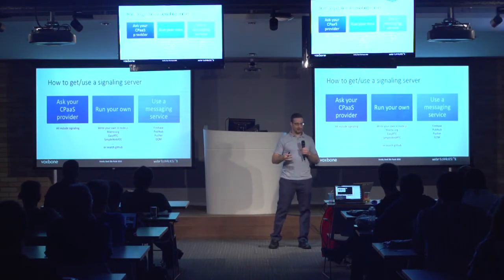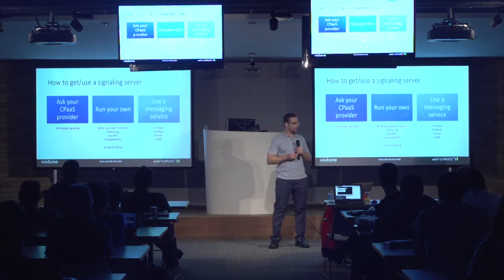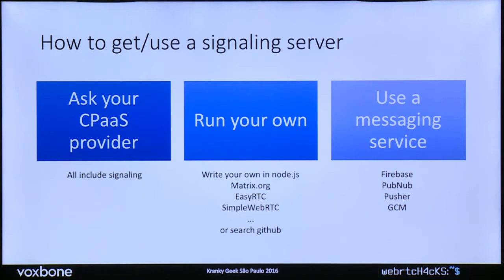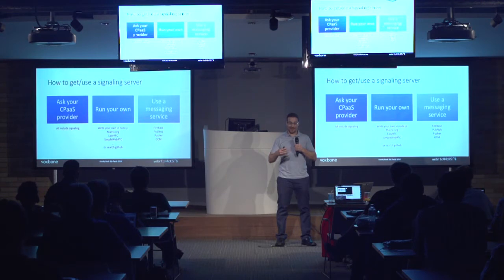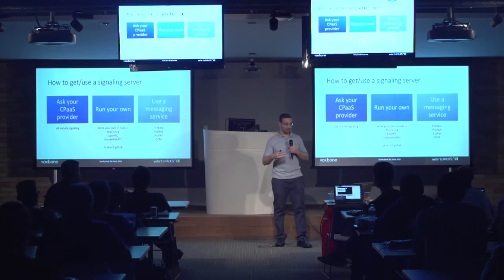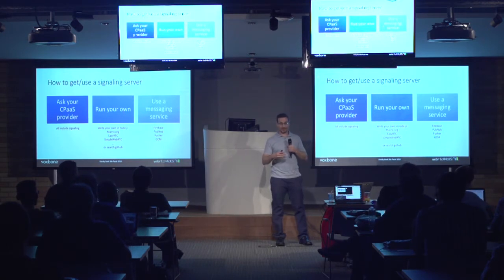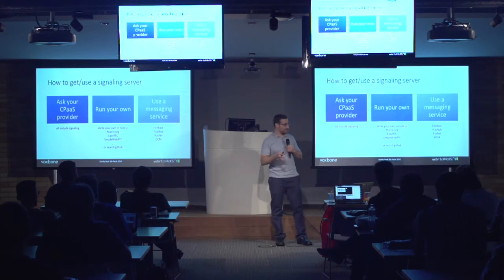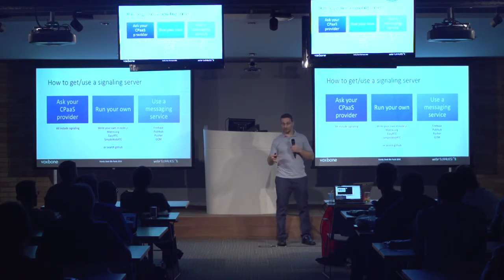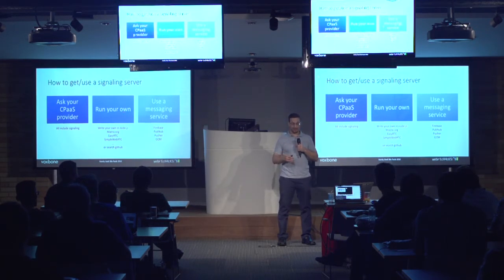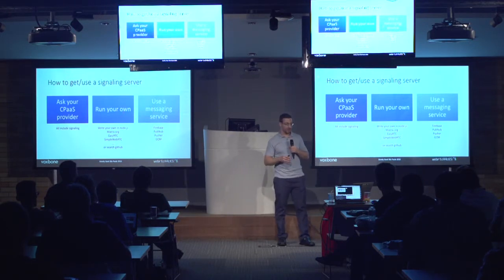So how do you get or use a signaling server? One approach to getting started with WebRTC is to go to a communications platform as a service provider, like our sponsors Twilio and TalkBox. Since signaling is basically a mandatory part of WebRTC, every CPaaS provider has some sort of signaling built into their framework. But if you don't want to do that, as I showed, it can be really simple to run your own. There are several frameworks out there, some of which I've listed here, that can help you get going quickly or give you some basic signaling. At the end of the day, if you search on GitHub, you'll find dozens or hundreds of potential signaling options.